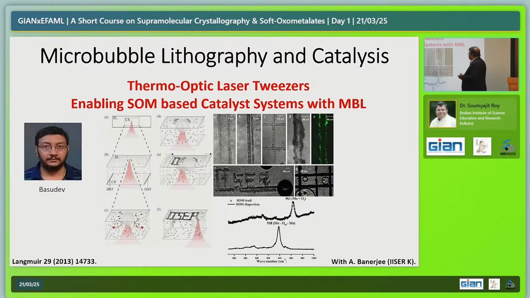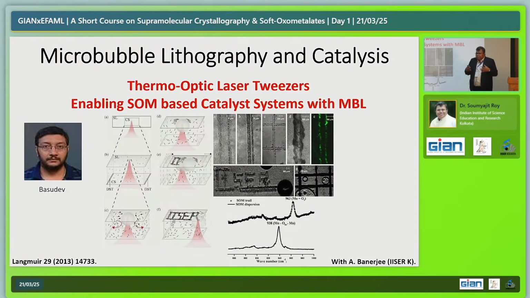So you have here the sample chamber and the cover slip. In between the slide and the cover slip, you have the sample chamber, and here you have the bubble. Now this is the micro bubble. When you are shining the laser, we see this tiny bubble grows. It grows in size, right? Because it gets heated up.